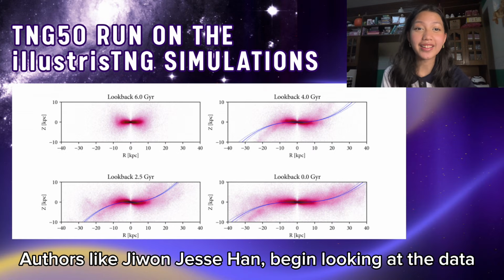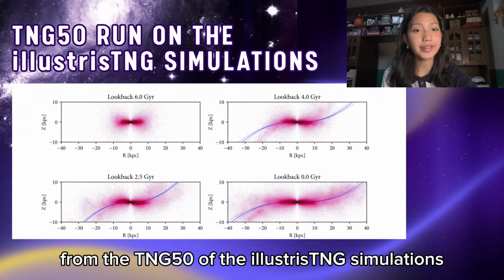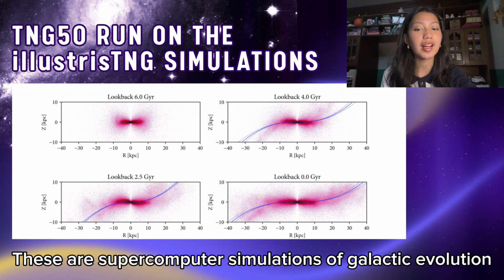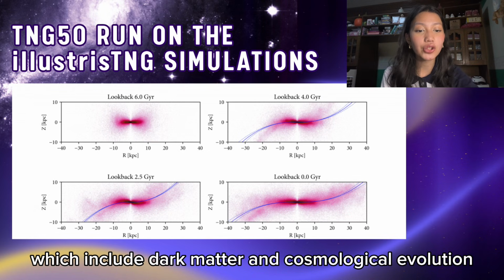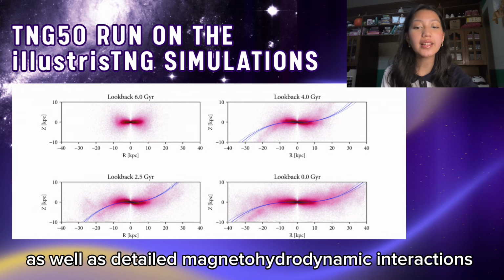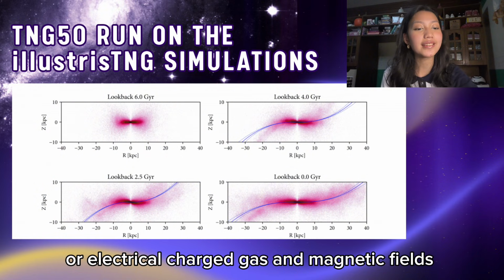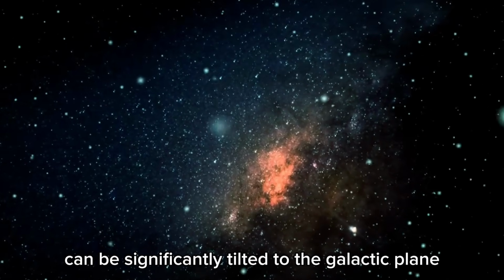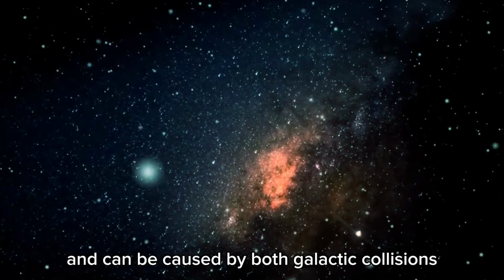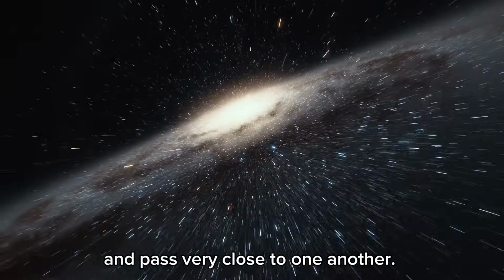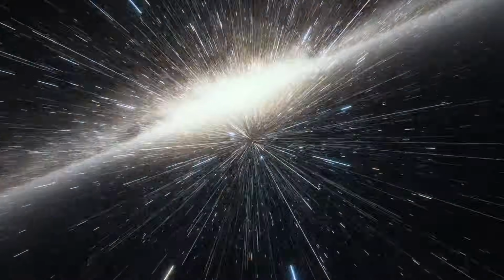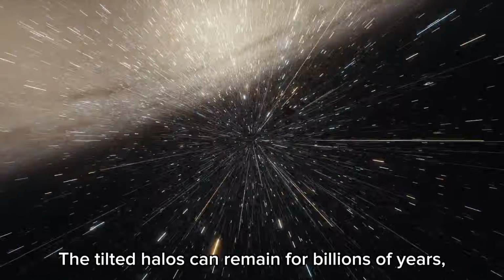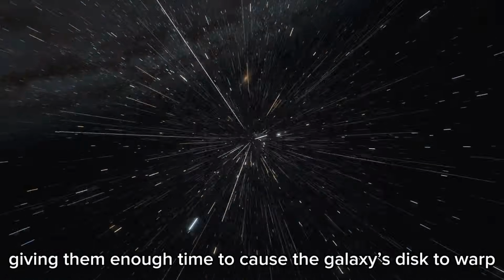Authors like J.J. Han began looking at the data from the TNG-50 from the illustrious TNG simulations. These are supercomputer simulations of galactic evolution, which include dark matter and cosmological evolution, as well as the detailed magnetohydrodynamic interactions of electrically charged gas and magnetic fields interacting with different galaxies. This data shows that the inner region of the dark matter halo can be significantly tilted relative to the galactic plane and can be caused by both galactic collisions and passes very close to one another. The tilted halos can remain for billions of years, giving them enough time to cause the galaxy's disk to warp.